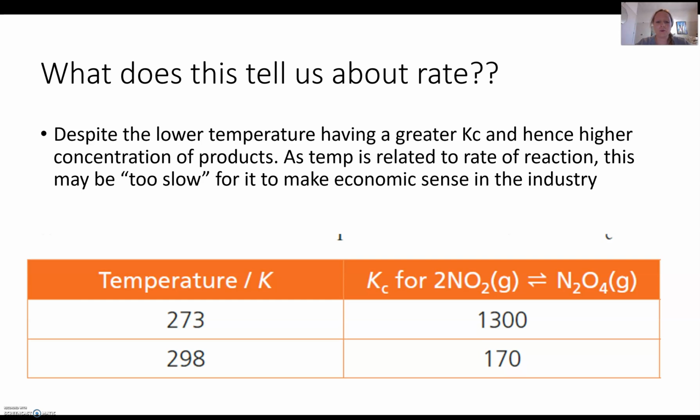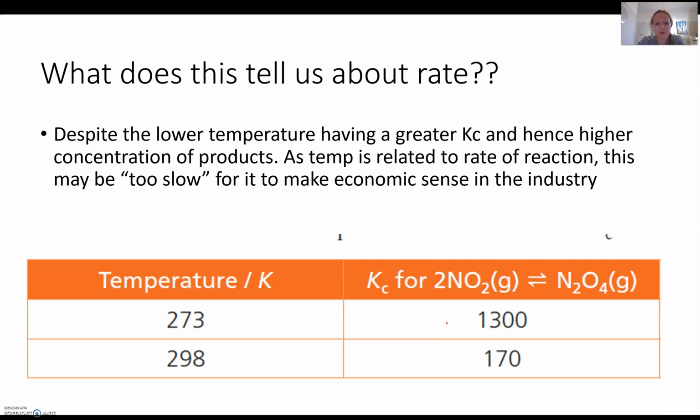When you look at these reactions here, you can look at temperature and you can look at the Kc as to where it sits in terms of products and reactants, but it doesn't tell us anything about the rate of a reaction, and that's something that you've got to keep in mind. Okay, that's the issue with Kc, is we don't know anything about rates.